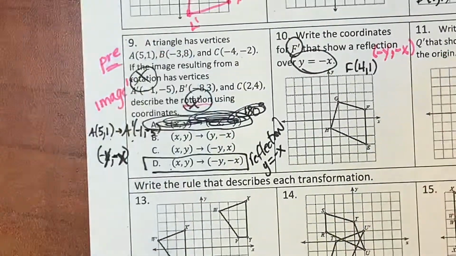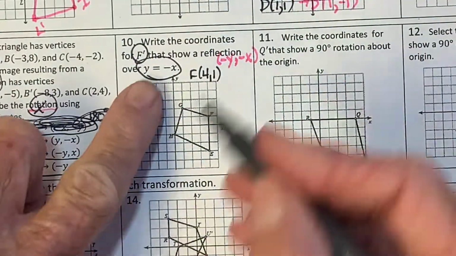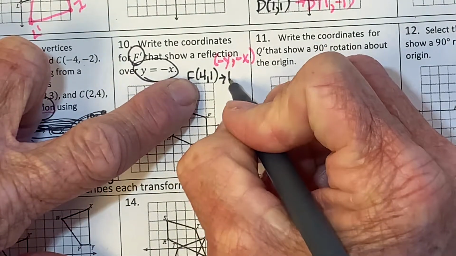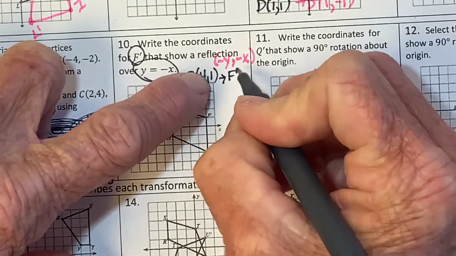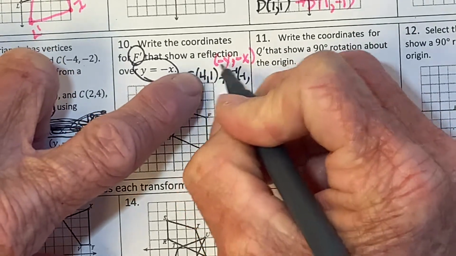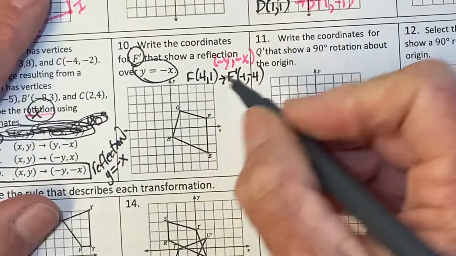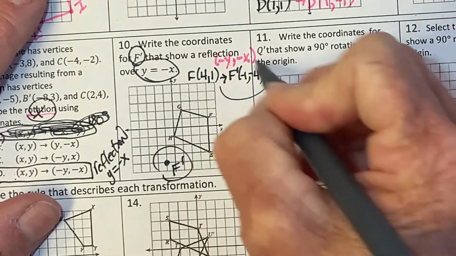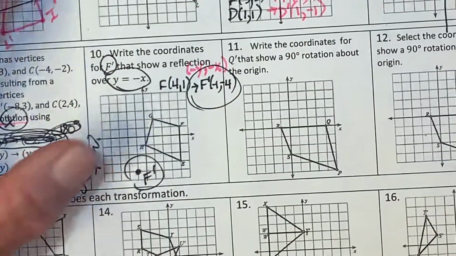Sorry, here. All right, so this is going over the line Y equals -X. This is the rule we use. So F prime will be at 1 comes to the front and becomes negative. X goes to the back and becomes negative. So F prime would end up down here, but what we want is the ordered pair, the coordinates.